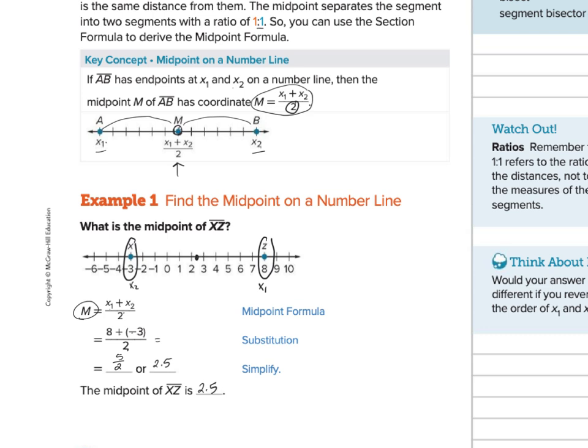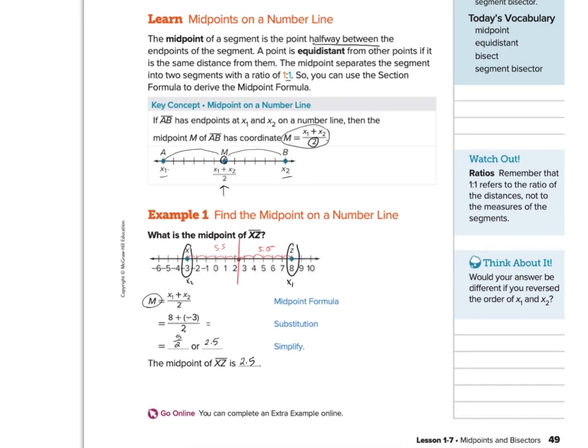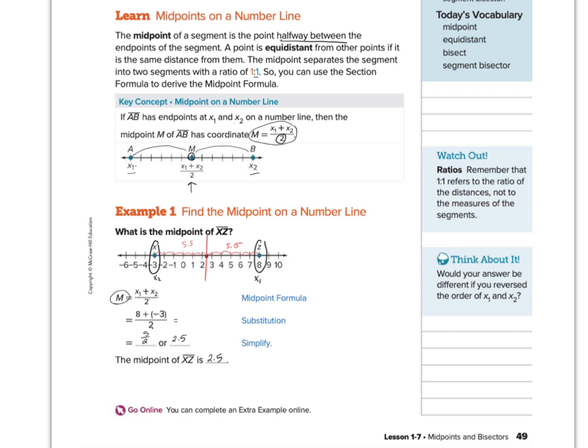Approximately right there, 2.5. If we were to look at it and do some counting: 1, 2, 3, 4, 5.5. 1, 2, 3, 4, 5.5. So yeah, those two portions look the same. So we are 5.5 from each end, just sort of counting it out. So ratios: remembering that one-to-one refers to the ratio of the distances, not the measures of the segment.